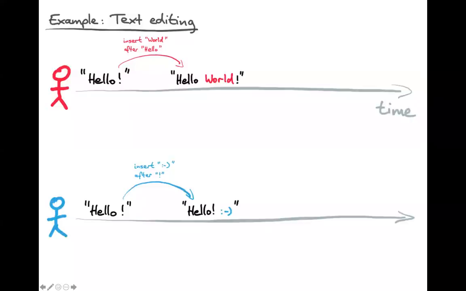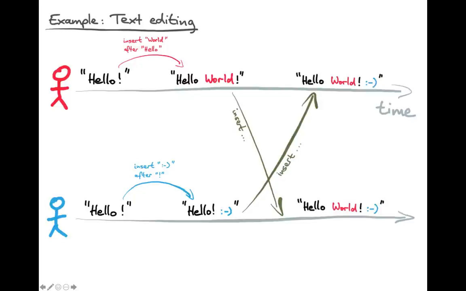And so this means that now the red user, for example, might insert the word world before the exclamation mark, and the blue user might insert the smiley face after the exclamation mark. And we want some nice way of being able to merge these changes together so that it's fine for users to perform these kinds of edits concurrently.